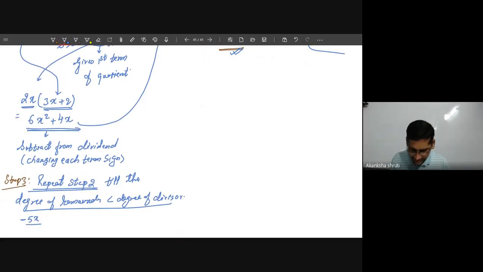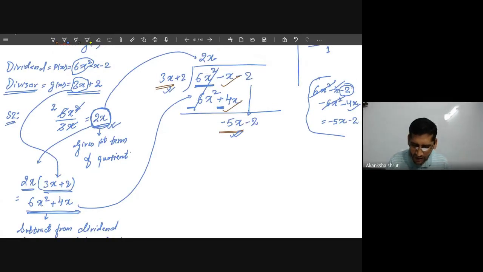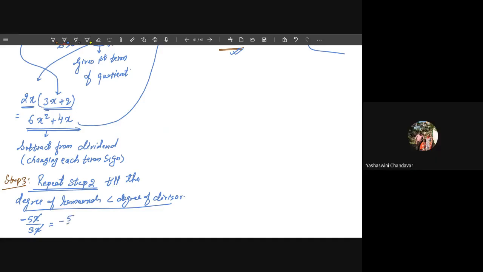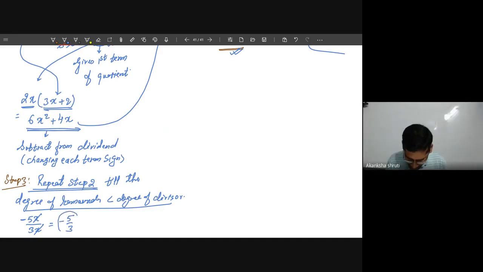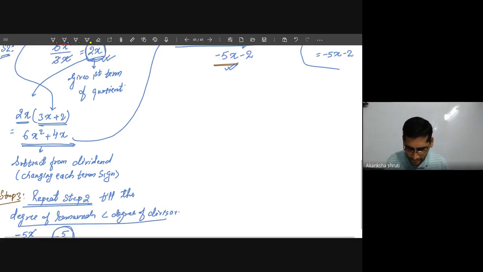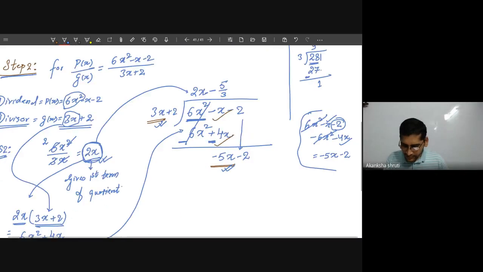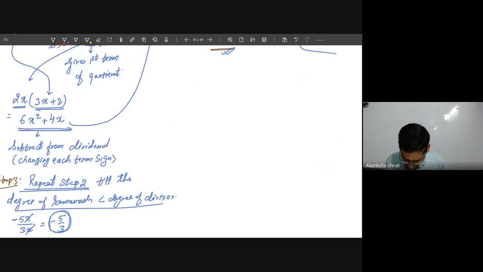And the next, this has to be divided with the first term of the divisor. What is that? That always remains 3x. Observe carefully. This x and x can be cancelled. What is left is minus 5 by 3. So students, now this along with this sign, minus 5 by 3, you have to write at the top. So write here minus 5 by 3. Okay students.